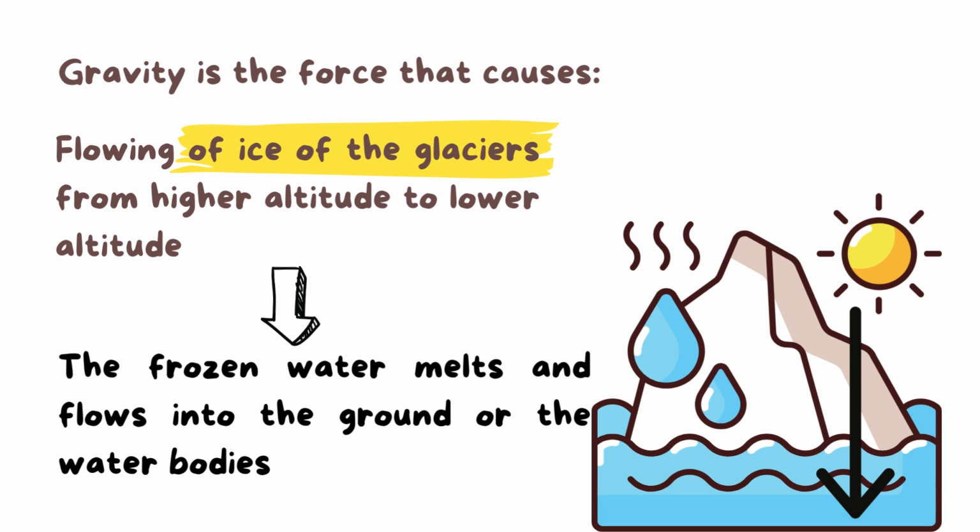So here we have two things. First one, falling of melting ice crystals and water droplets from the clouds back to the earth, and flowing of water downhill into streams and rivers and toward larger water bodies. And the second one is the flowing of ice of the glaciers from higher altitude to lower altitude, and we know glaciers means mountains of ice. This frozen water melts and flows into the ground or the water bodies. This is according to the gravity force.